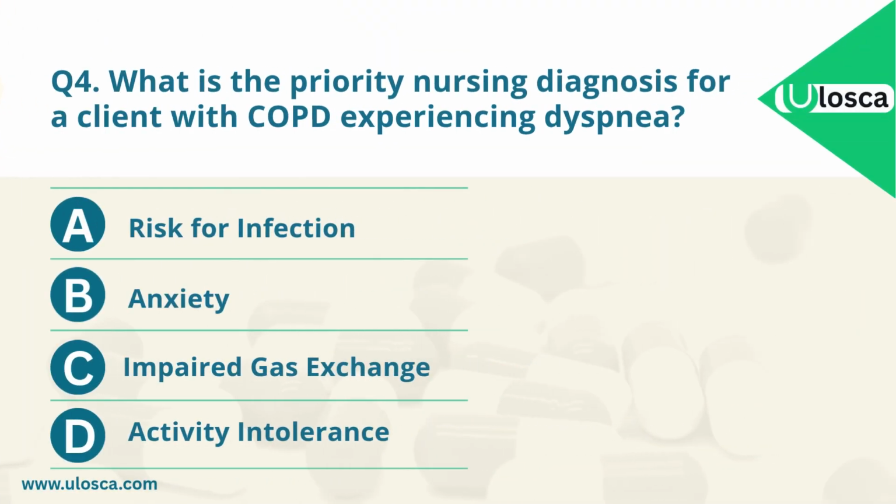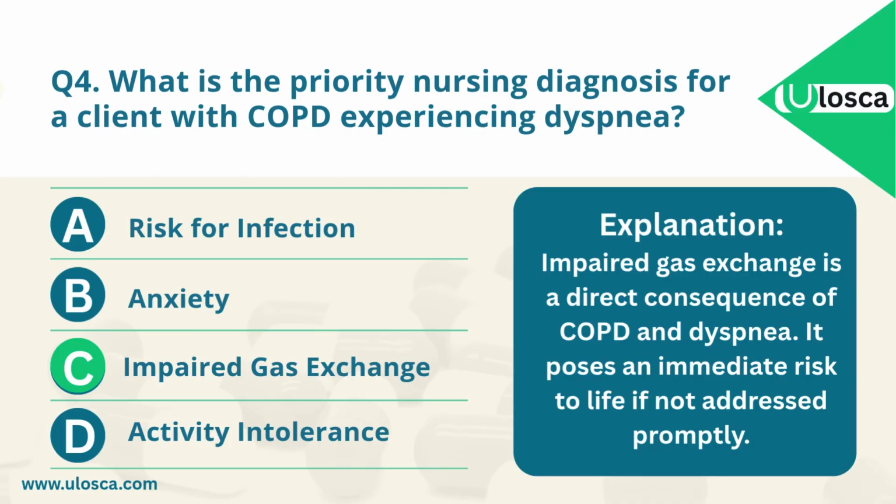The correct answer is C. Impaired gas exchange. Explanation. Impaired gas exchange is a direct consequence of COPD and dyspnea. It poses an immediate risk to life if not addressed promptly.